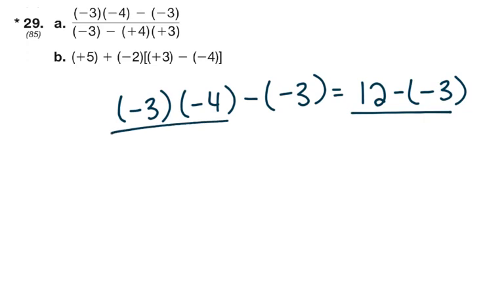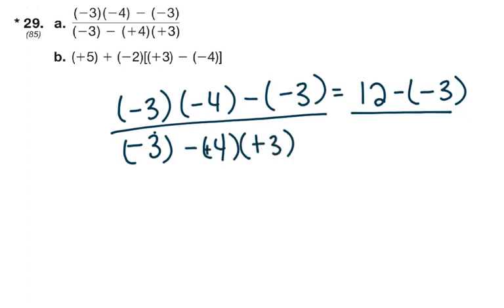And then let's write our denominator. So now we have negative 3 minus positive 4 times positive 3. So we're going to do negative 3 minus positive 4 times positive 3, which is positive 12. So now I have this problem. And hopefully you wrote all that down.